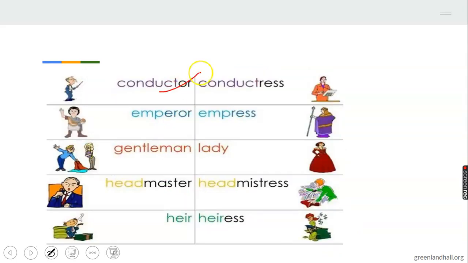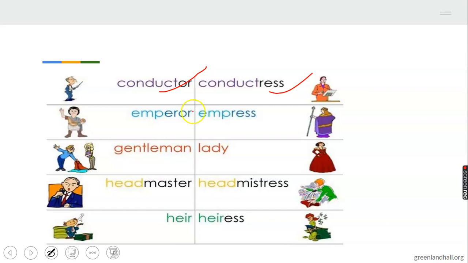We have conductor, conductress. Who is a conductor? Somebody that directs a group of singers. And a group of singers is called a choir. So when a choir is singing, the conductor is the one directing when they should stop or when they should increase the volume of their song. Anyone who directs others is called a conductor. Then the woman is a conductress.